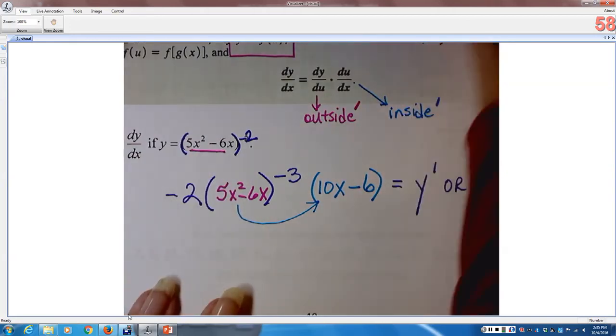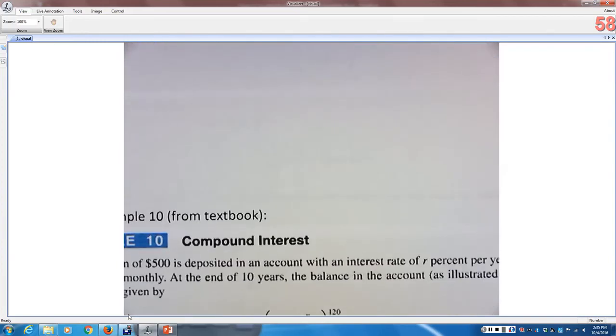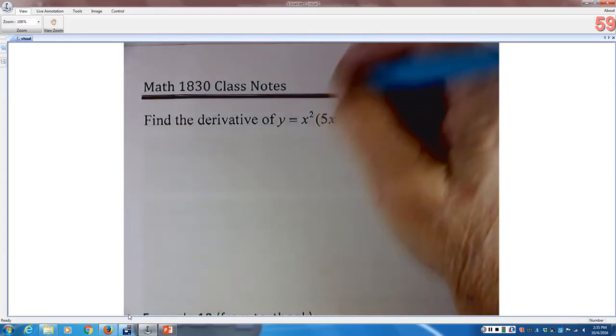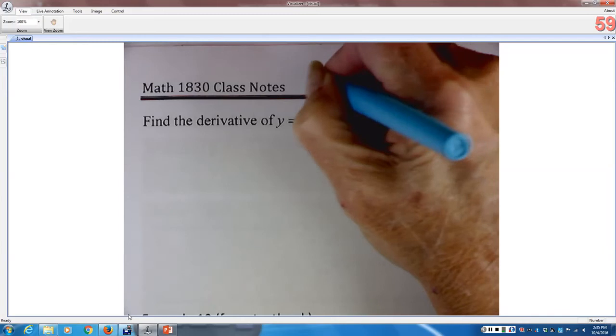So we've got about 15 minutes. Might be able to do more than one. Let's go to the top of the next page. Find the derivative of y equals x squared times the quantity 5x minus 1 cubed. And remember, all of it doesn't have to be chain rule. This one is not necessarily just chain rule. This is also a product.